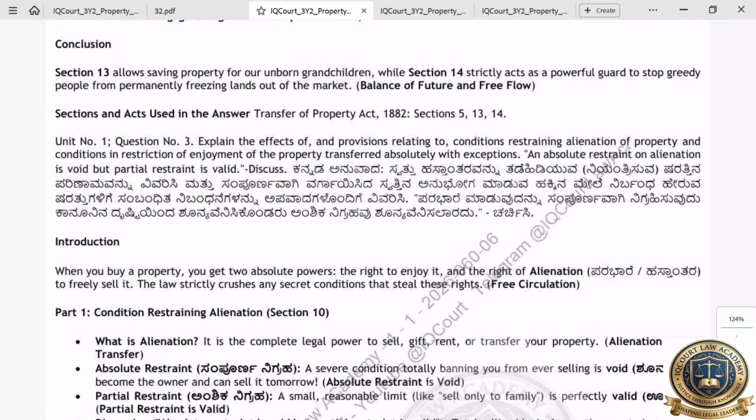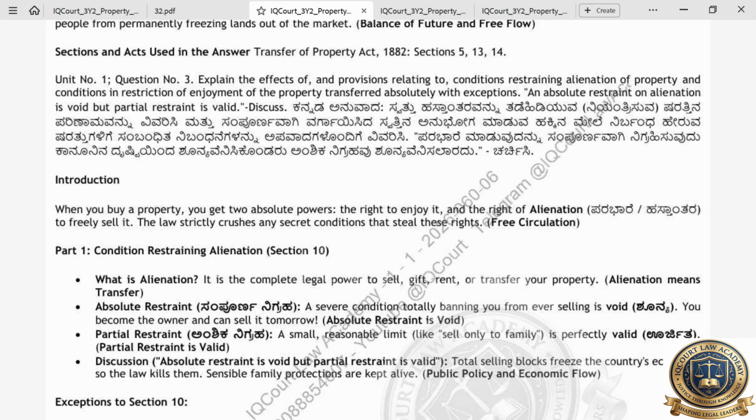Then the third question: explain the effect and provisions relating to the condition restraining the alienation of property and condition restricting enjoyment of the property transferred absolutely, with exceptions. An absolute restraint on alienation is void, but partial restraint is valid.